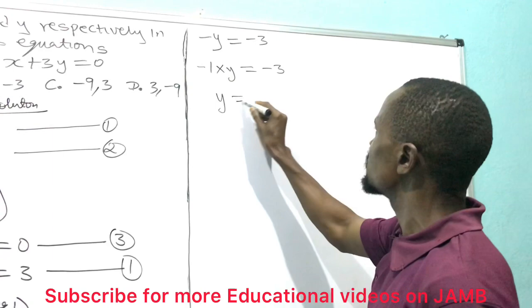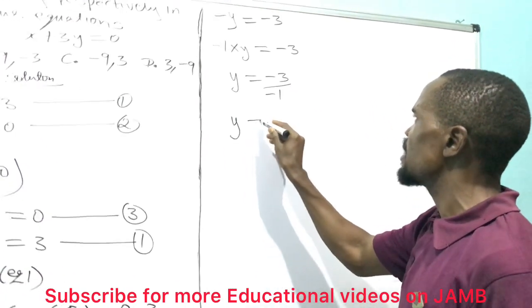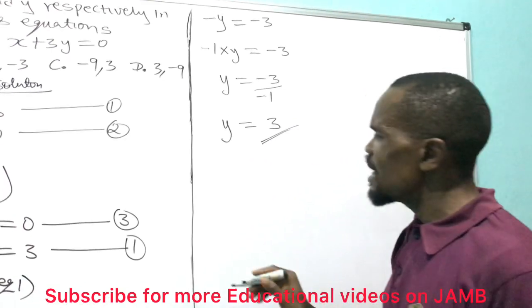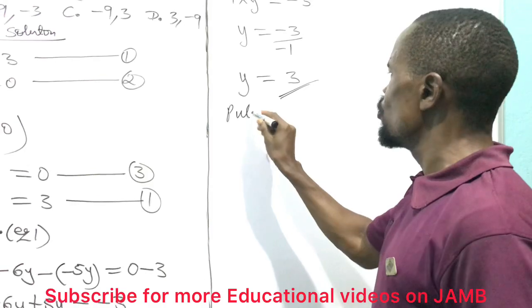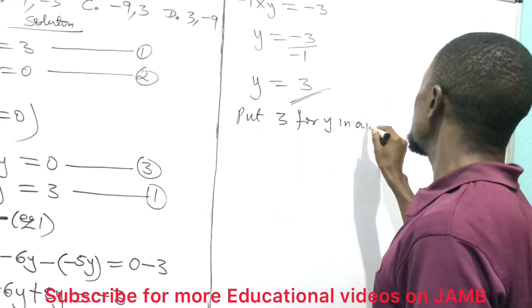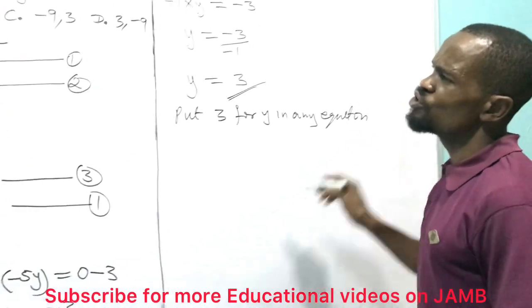Therefore, y is equals to minus 3 divided by minus 1, and my y is equals to 3. And that's my answer for y. Then I can now put 3 for y in any equation. I may decide to choose equation 1.